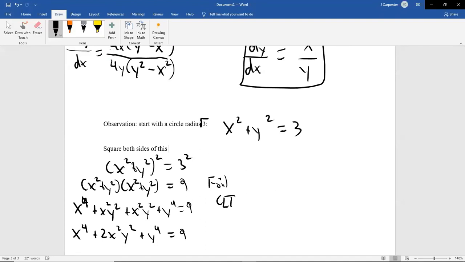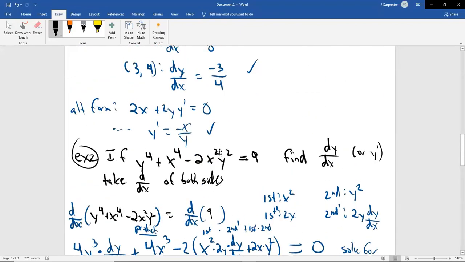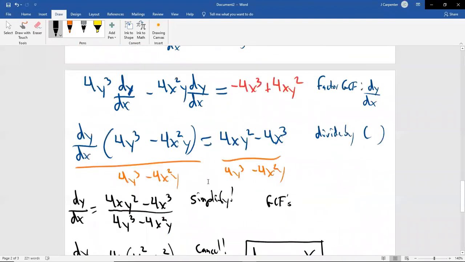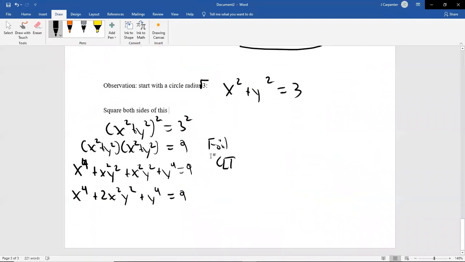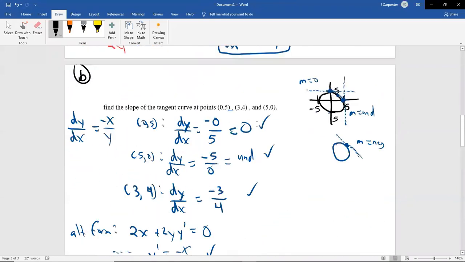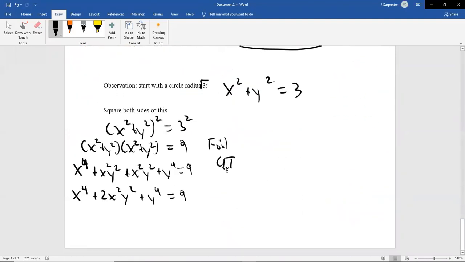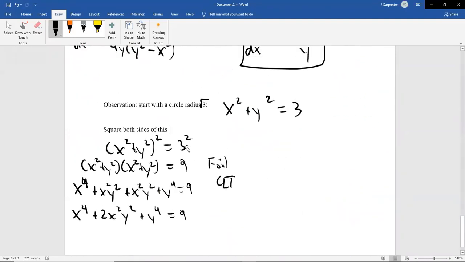Look at how similar this is to the original equation I gave you. It's just a minus here instead of a plus. What that says is this is really very similar to just having an equation of a circle and squaring both sides. There's a very strong correlation there. And the derivative of the circle was negative x over y. Squaring two sides of an equation doesn't do anything to the actual equation. Remember, whatever you do to one side of an equation, as long as you do it to the other, you're not changing anything.